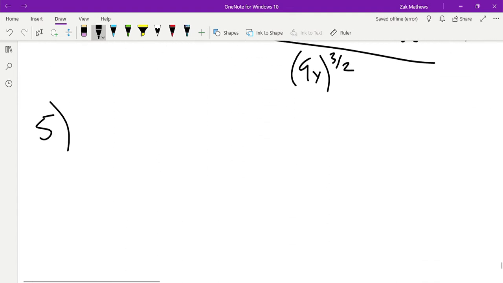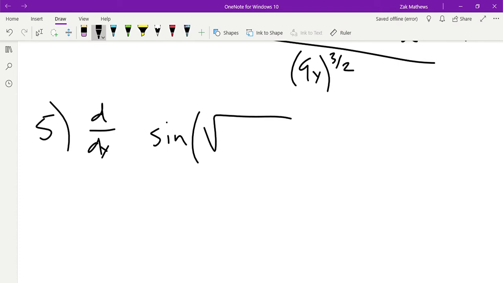Let's take a look at another one. So we can apply the chain rule as many times as we would like. We can have chain rules within chain rules. So let's take sine of the square root of 3x squared plus e to the 5x.